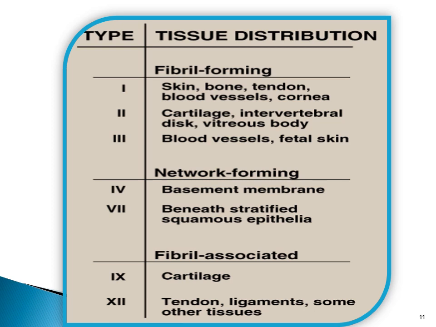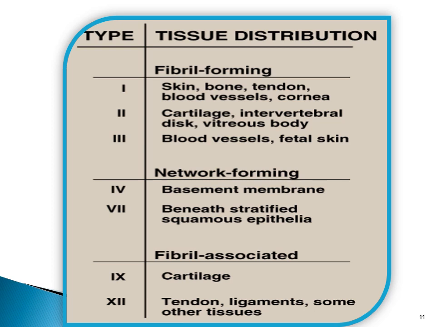Out of that, type 1 is a fibril forming collagen fiber seen in skin, bone, tendon, blood vessels, cornea. Type 2 is commonly seen in the vitreous body and the cartilages. Type 3 is in the blood vessels and the fetal skin. The network forming collagen is very important for the basement membrane.